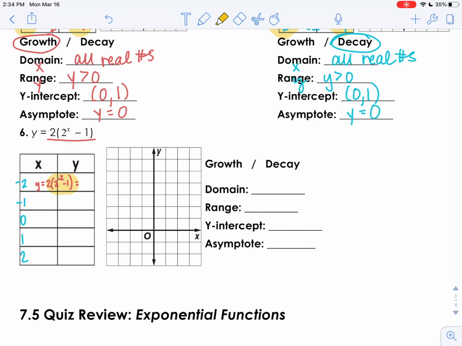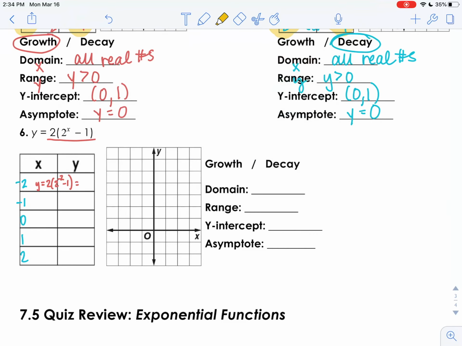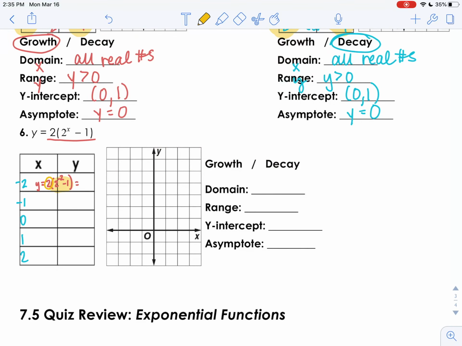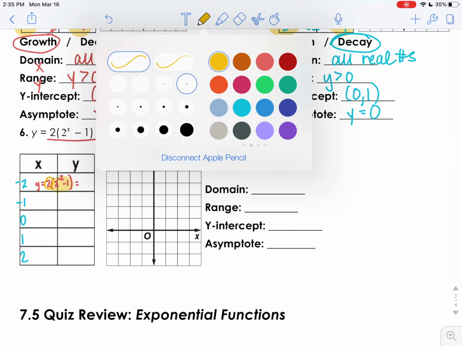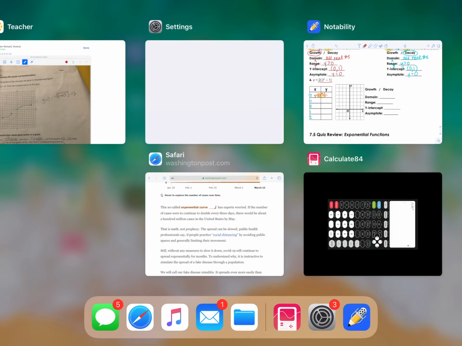So remember order of operations. I need to do everything inside of the parentheses first, and then the last thing I'm going to do is multiply by 2. So I'm going to do 2 to the -2, subtract 1, and then multiply by 2. That's my order of operations, and it's important that you follow that order.